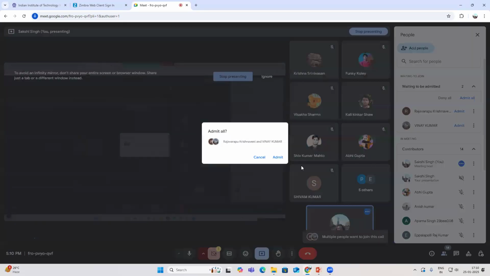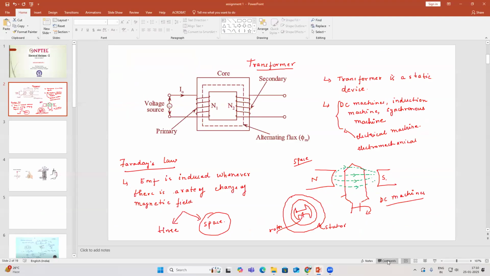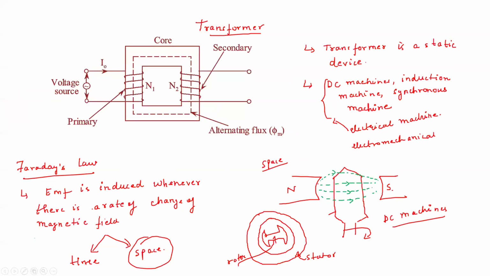This rotating part is made to rotate by using turbines. If you go to any power plant, you can go to two types of power plants. In a thermal power plant, we burn coal to produce steam, and that steam is made to rotate the rotor part.